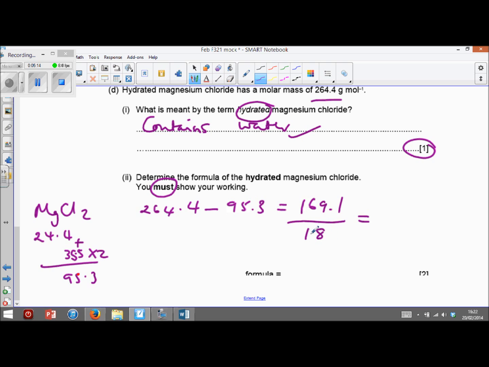The Mr of water is 18. Remember, oxygen is 16 and hydrogen is 1. We've got 2 of them, so 18. So divided by 18, my calculator says 9.394, so the formula has got to be 9. It's got to be MgCl2.9H2O. You need to put that for your 2 marks.